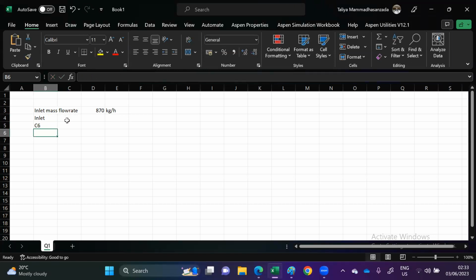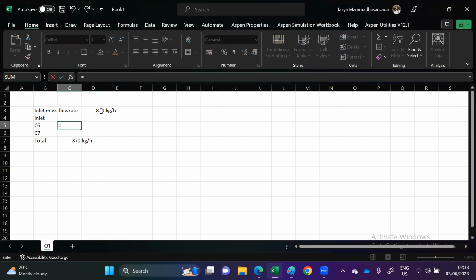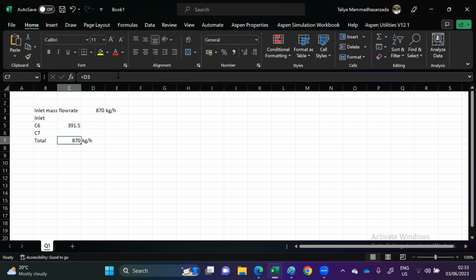Inlet C6, C7, total. As we said, the total is equal to this value, kilogram per hour, and we know that the composition is multiplied by 0.45, and this one multiplied by 0.55. This is the mass flow rate for all of them, inlet. Okay, and let's merge it. It's correct. We have defined our inlet.